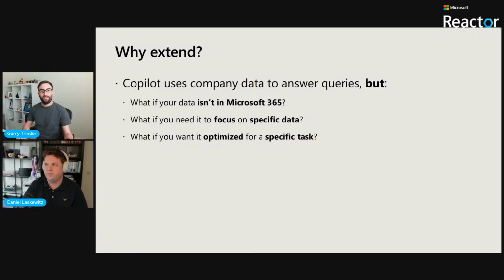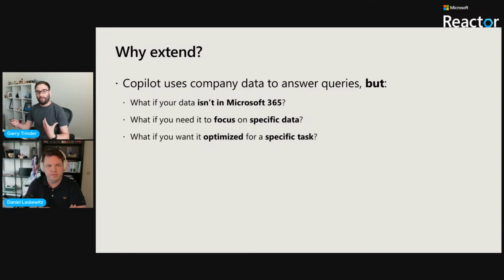So that's the question, right? Why would you want to extend Copilot? There's a lot of things out of the box. Like we already mentioned, it can connect to Graph. It can get all of our company data. Well, we know that in the real world, not all companies have all their data in Microsoft 365. It's scattered across different systems, right? So you've got to think, well, what if the data isn't in M365?